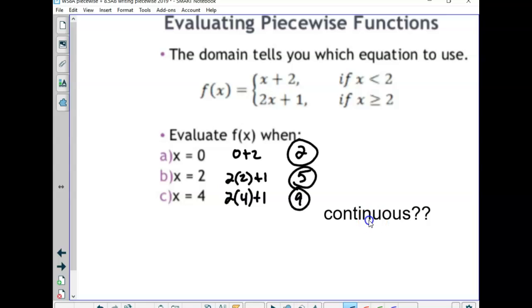Okay, is it continuous? What do we have to put in? Put a 2 into both. If I put a 2 into the top, I get out 4. If I put a 2 into the bottom one, I get out what? 5. So did they match up? No.